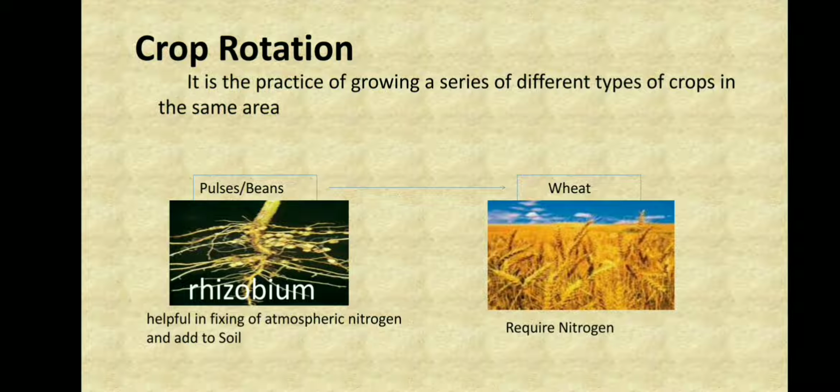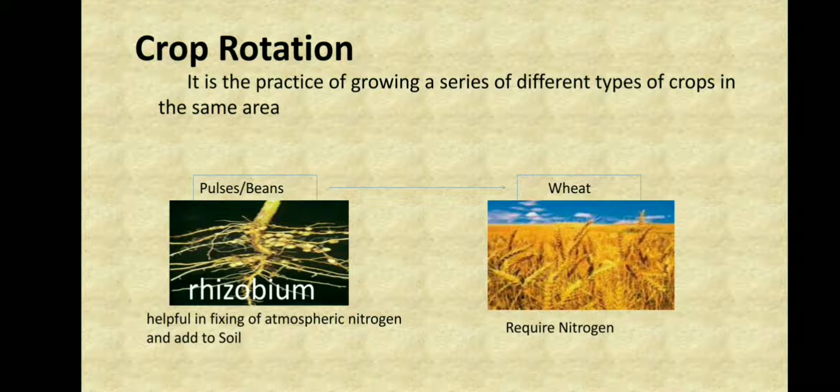So these plants are grown in the first season so that they give nitrogen to the soil, and when the second plant is grown, it takes the nitrogen from the soil, and then again a leguminous plant will be grown, again a normal crop will be grown, and like that the process goes on. So this is called crop rotation, and it's a practice of growing a series of different types of crops in the same area. So I guess you would have understood this.